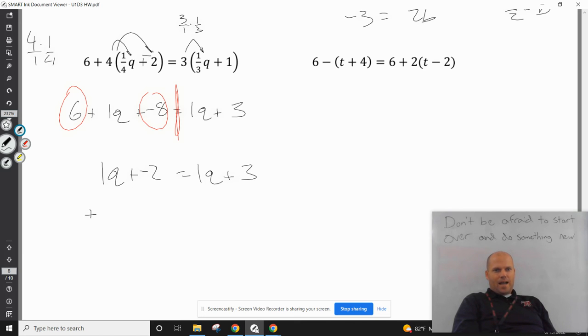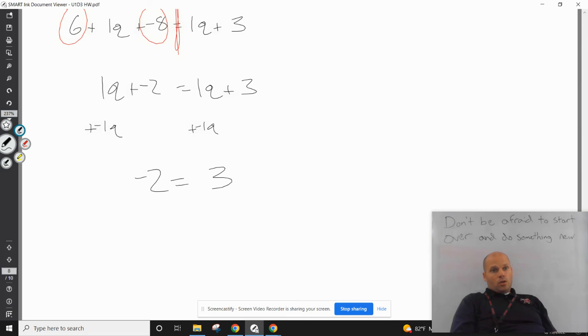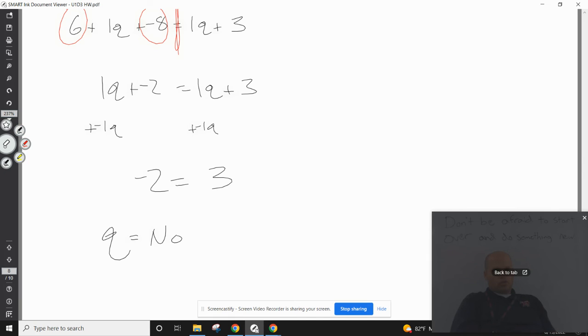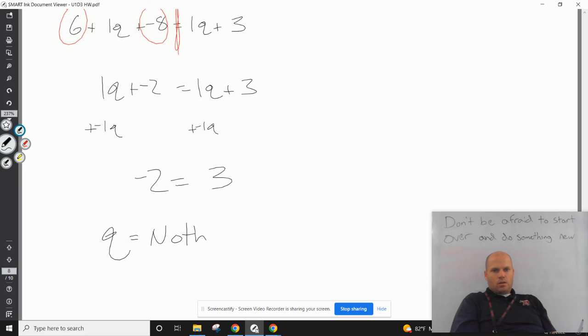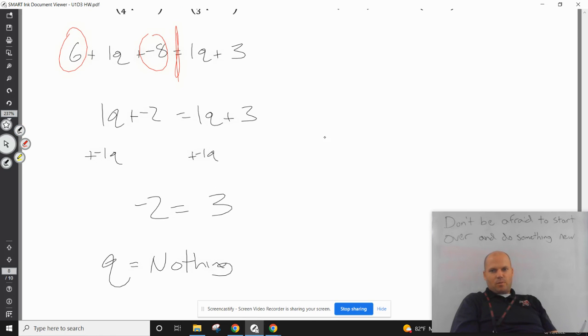Ooh, I have a situation where after eliminating Q's from one side, there's just no Q's left at all. This is a situation where you need to be careful. Sometimes when you start with variables on both sides of your equation, you could end up with not an equation. This is not an equation. It is not balanced, and nothing Q can be can make it balanced. Nothing. No solution. Q can't be anything. The equation is unbalanced and will never be balanced.